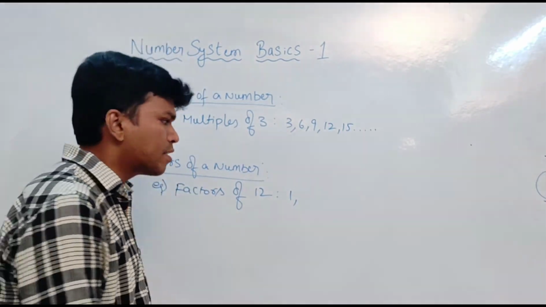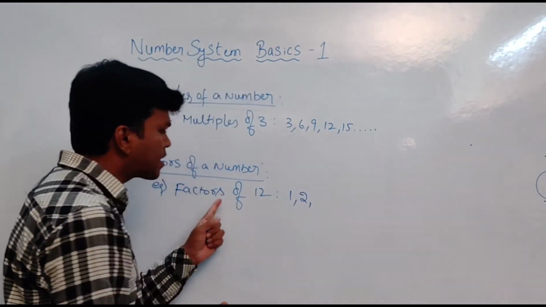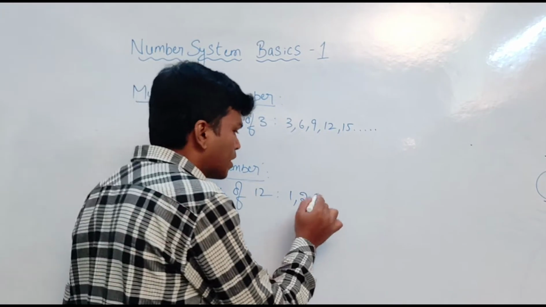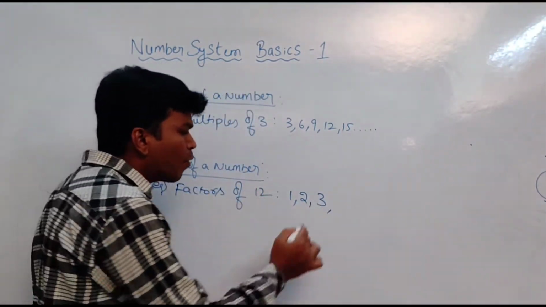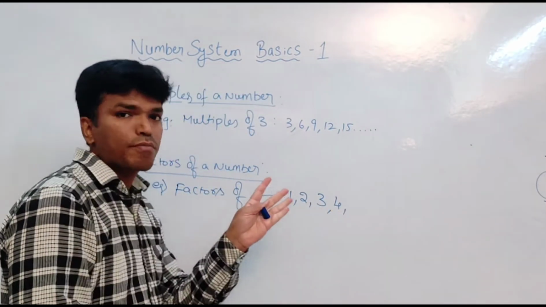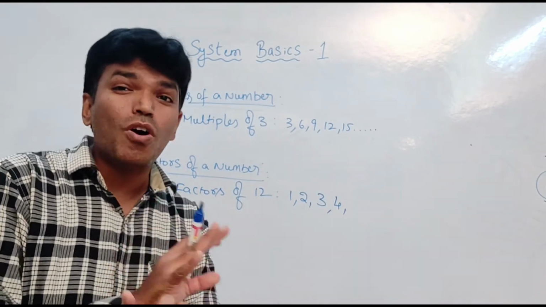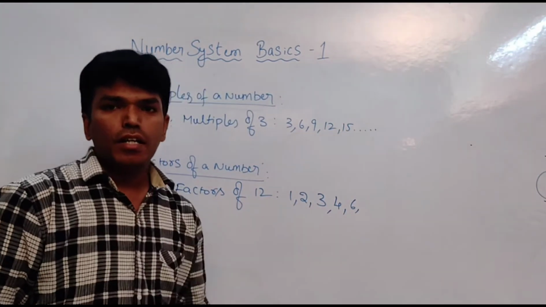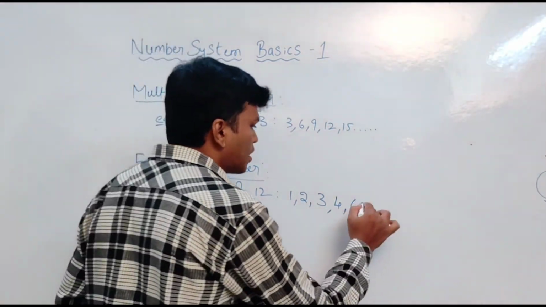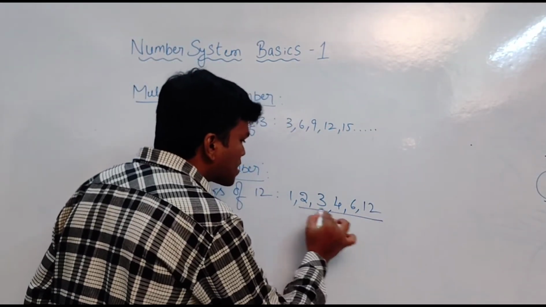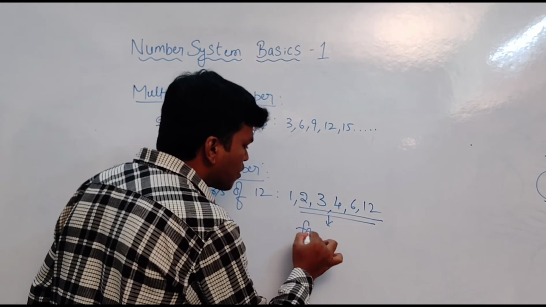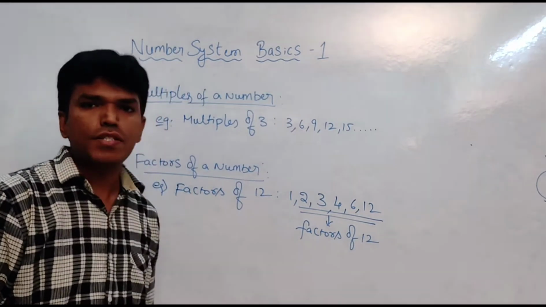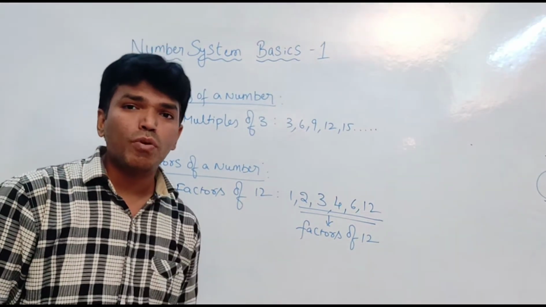Next, 2. Is it divisible? Yes, 2 is divisible. Next, 3. Yes, 3 can divide 12. So 3 is a factor of 12. Next, 4 is a factor of 12. Next, 5. No, it can't divide. So 5 is not a factor of 12. Next, 6. Next, 12. So these are all the factors of 12.